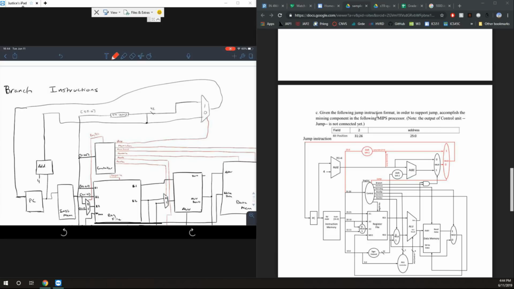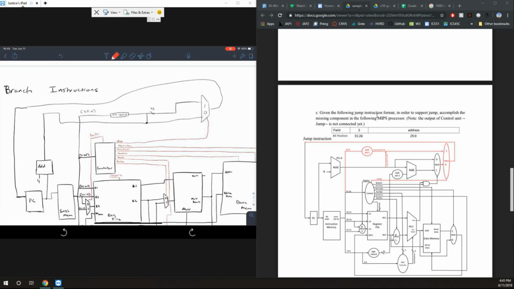So this is what it should have looked like. This is pretty much saying, okay, we're taking the jump address here. We're shifting it left by 2, which we always have to do. And then we're concatenating the 31 through 28, I believe. 31, 30, 29, 28. And so this is all you would have to do.